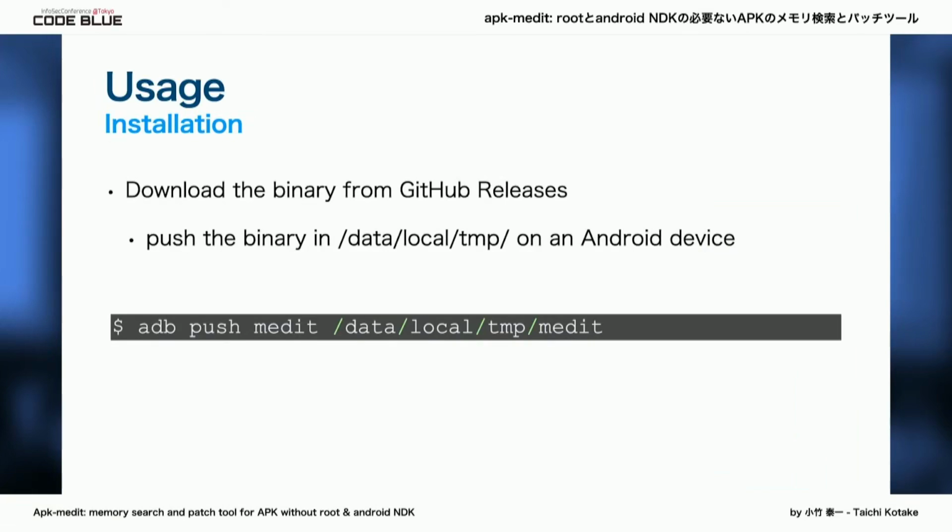From here, I will explain how to use APK medit. First of all, let's start with how to install APK medit. You can get the binary on GitHub. After downloading the binary, use the adb command to push the binary to your Android device.